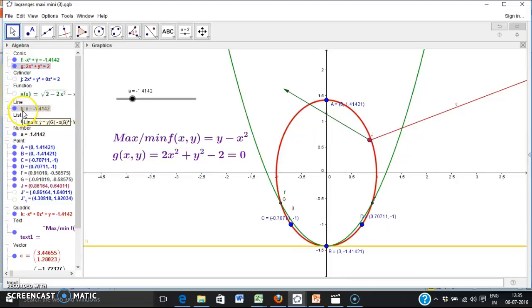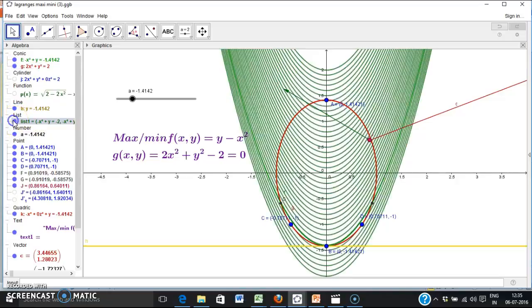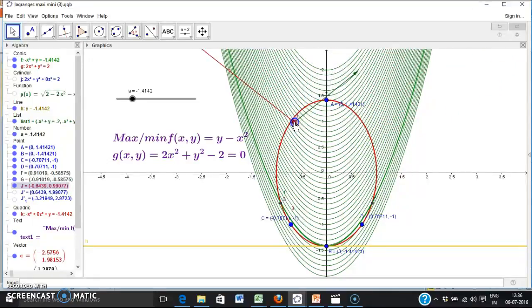Lagrange's theorem to find maxima and minima states that the maxima and minima of the function f occurs at those points on g where the gradient of f and g are parallel. So, before that, let me bring in the list of the level curves of f. We are basically trying to find all those level curves of f where they intersect the red curve such that the gradients of f and g are parallel.